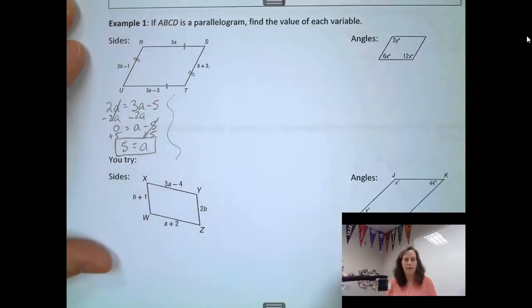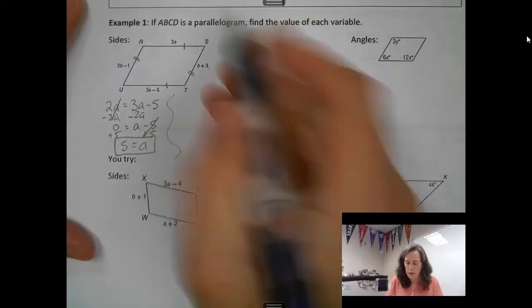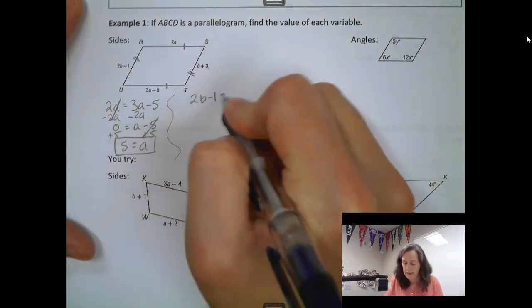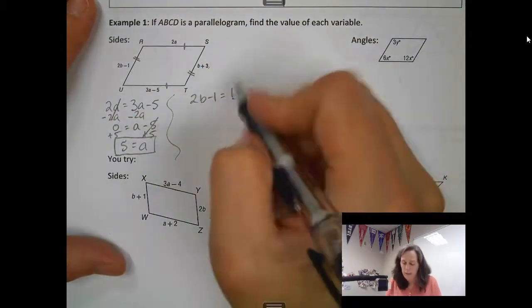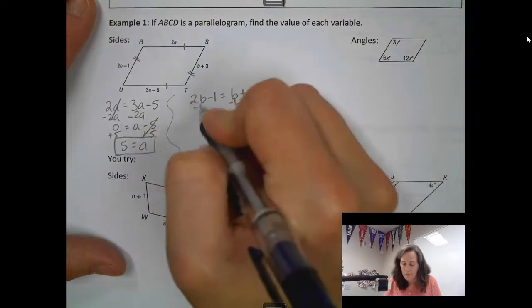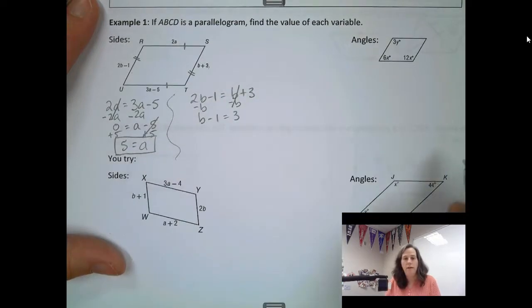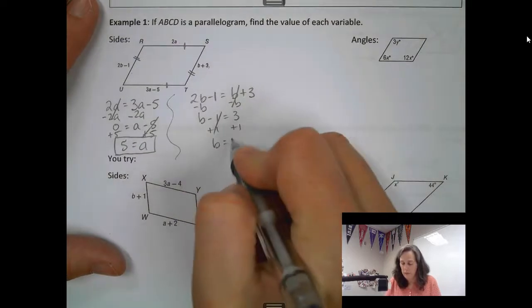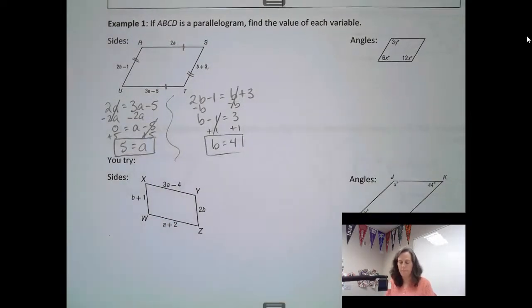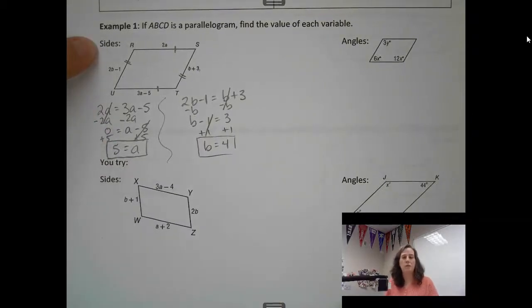That works out great because opposite sides are congruent, which means they're equal to each other, so we can set them equal to each other. 2b minus 1 is equal to b plus 3. And then we'll solve for b. I'm going to subtract 1b from each side. And then add 1 to both sides. So b equals 4. Okay. All right, that's how it works with sides.